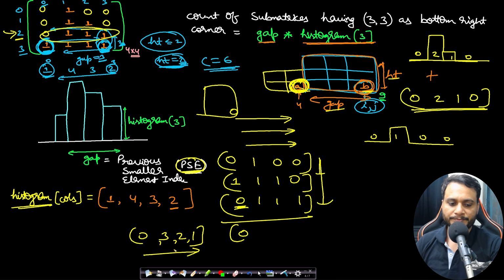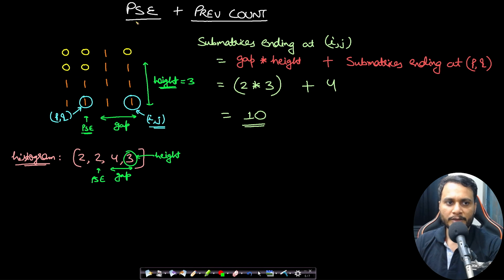Hence this works. So having known all this, you know that we will be applying the concept of previous smaller element plus the previous count, and all the submatrices ending at i, j here will be equal to this gap times height. What is the height here? Height is 3. What is the height of the previous index? It is 4. And the previous to previous index, it is 2. So the previous smaller element of this 3 is at 2, which is at index 1, and this is index 3, so the gap is 2. The gap is 2, the height is 3. So you multiply, and this will be 3 times 2, which is 6.